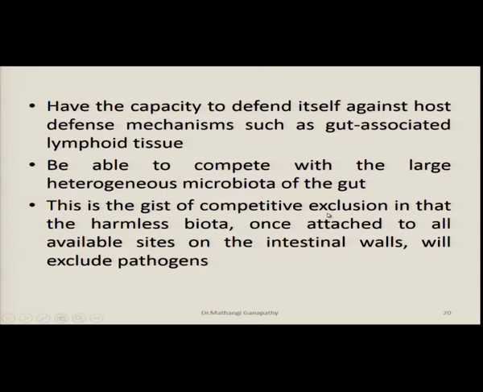This is the gist of the competitive exclusion, in that the harmless microbiota, once attached to all available sites on the intestinal walls, will exclude pathogens. So, your normal gut microbiota also have a suitable receptor site on the intestinal walls. If all the receptor sites are blocked by the normal gut microbiota, then the pathogen will not have any receptor. So, competitive exclusion happens, the pathogen will get washed off, it will not be able to proliferate because all the sites are blocked by the harmless normal gut dwellers.